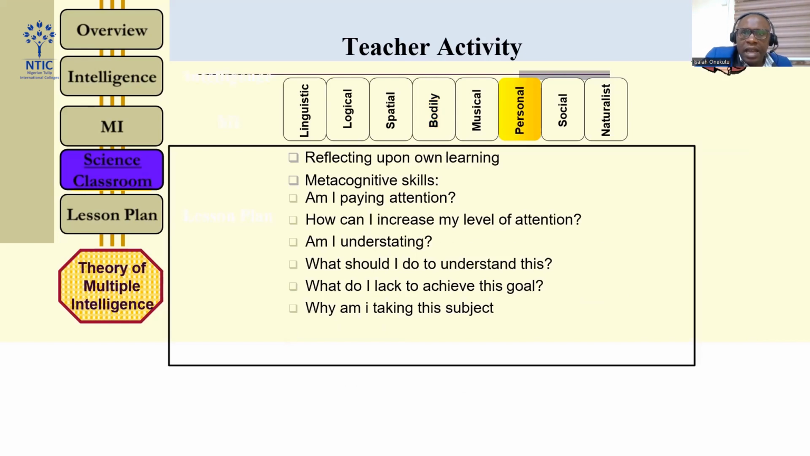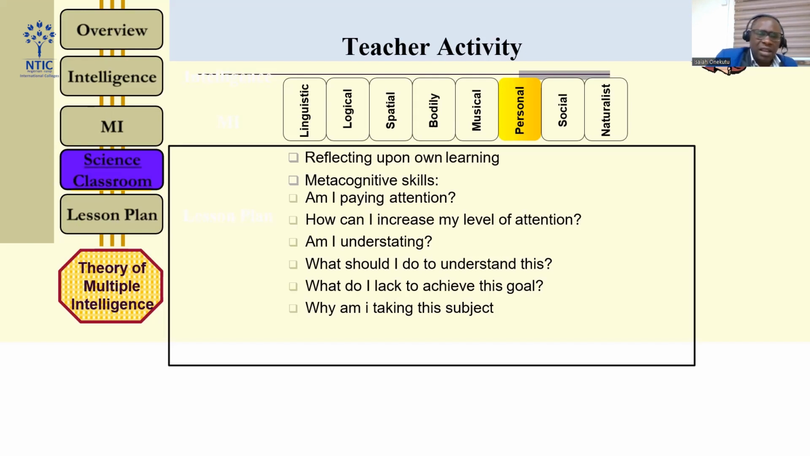Okay. Now let's see the personal intelligence. The activities you can carry out as a teacher could be a reflection upon their own learning. They can reflect upon their own learning. This deals with metacognitive skills. They need to think about thinking. You need to guide them to be able to think. This deals with critical thinking. Okay. And at the same time, they ask lots of questions, pose situations, create a scenario where they ask themselves, am I really paying attention to what I'm doing? Am I learning? And if I'm not learning, then what do I need to do to learn?